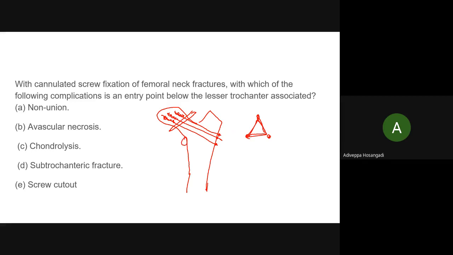There is a lesser trochanter here. So if you put the screw like this, what will happen? If your entry point, here is the entry point for these screws, is made below the lesser trochanter, the common complication is subtrochanteric fracture. Please remember this.